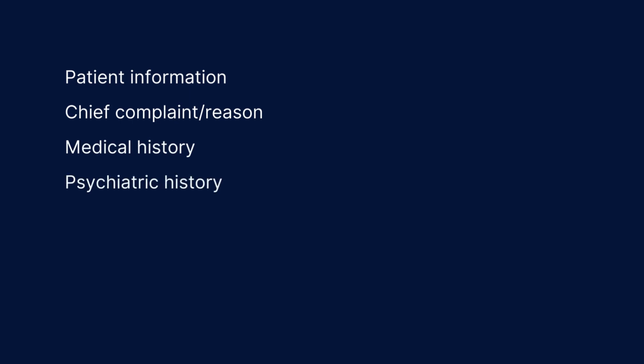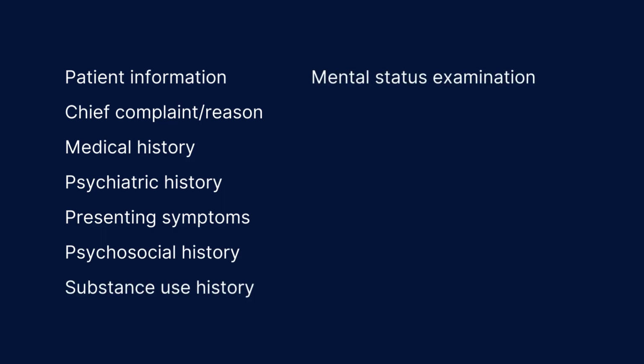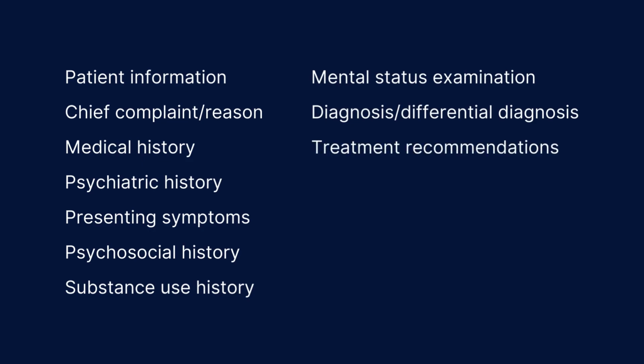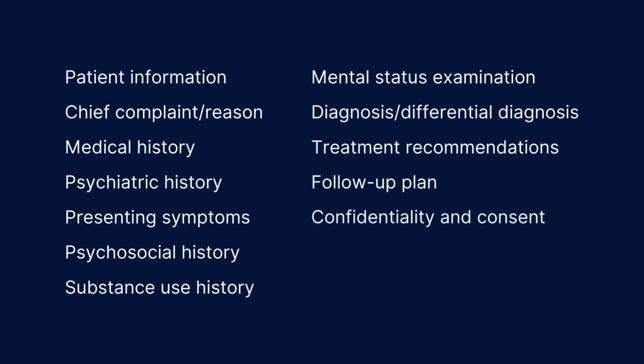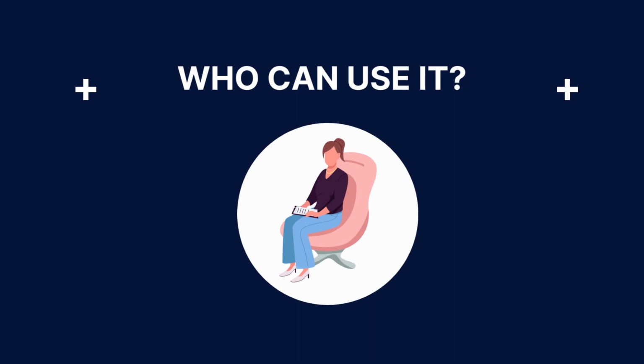Specifically, this evaluation covers the following: patient information that outlines the patient's name, age, gender, date of birth, and contact information, chief complaint or reason for evaluation, medical history, psychiatric history, presenting symptoms, psychosocial history, substance use history, mental status examination, diagnosis and differential diagnosis, treatment recommendations, follow-up plan, and confidentiality and consent. As a result, it is commonly used by psychiatrists, psychologists, and more.